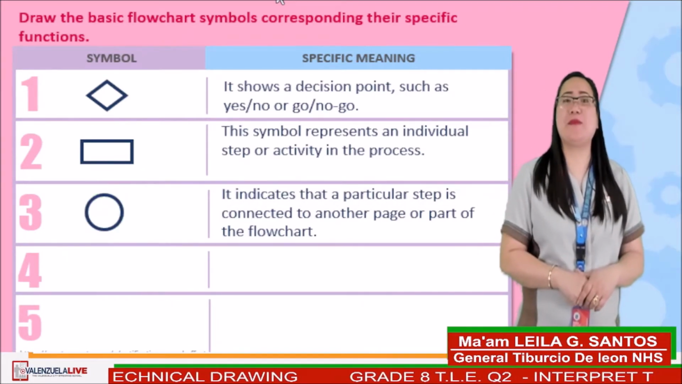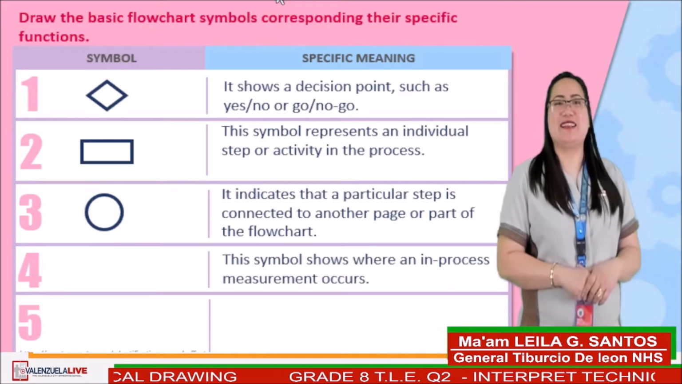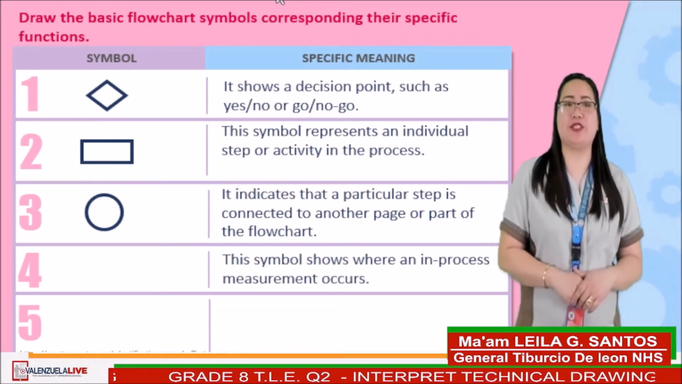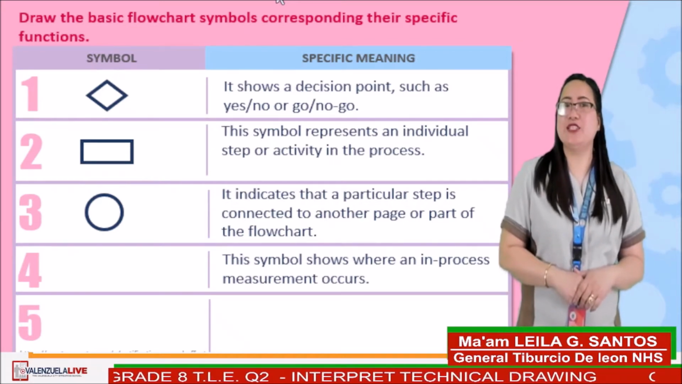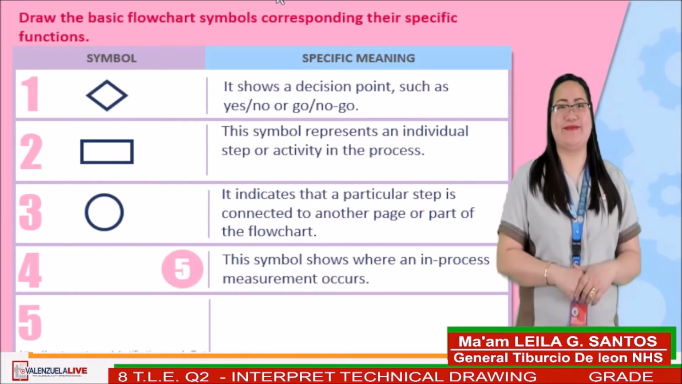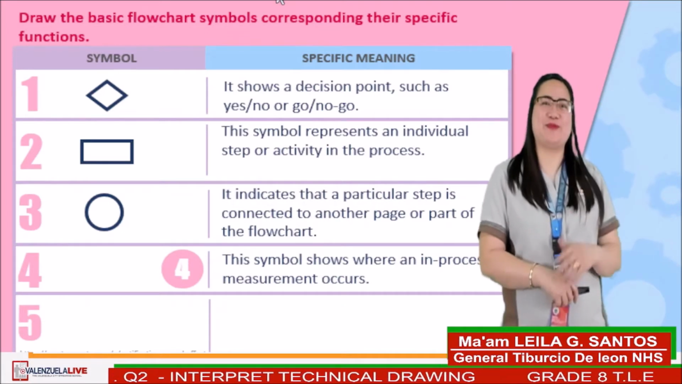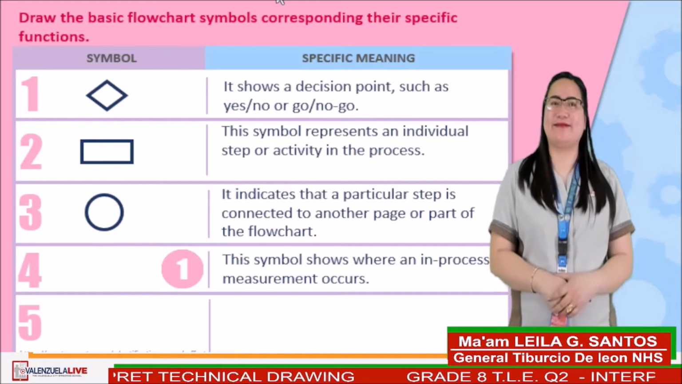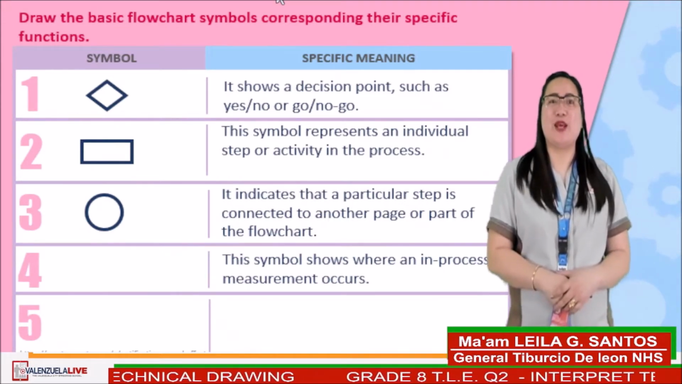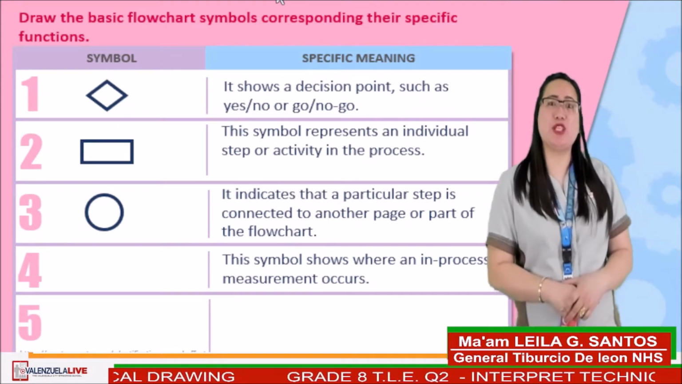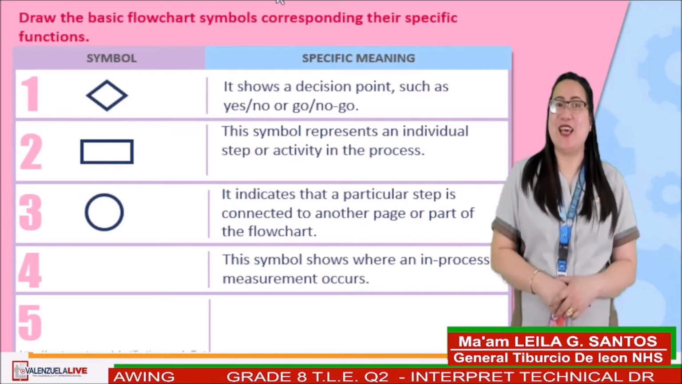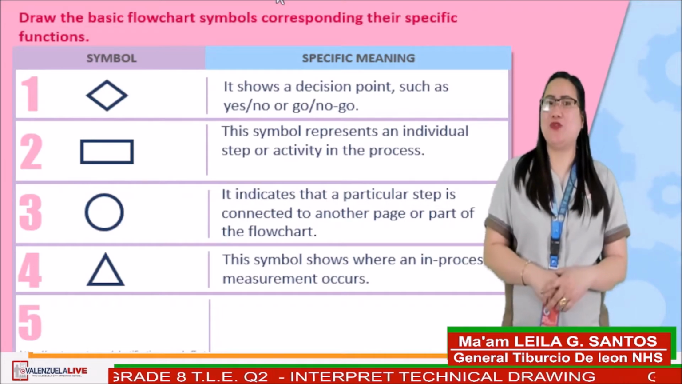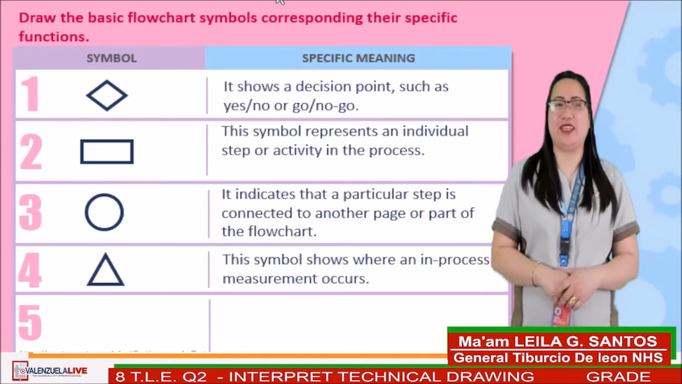Next is for the item number 4. This symbol shows where an in-process measurement occurs. Your timer starts now. Time's up. Did you draw a triangle symbol, class? Great, that is correct.